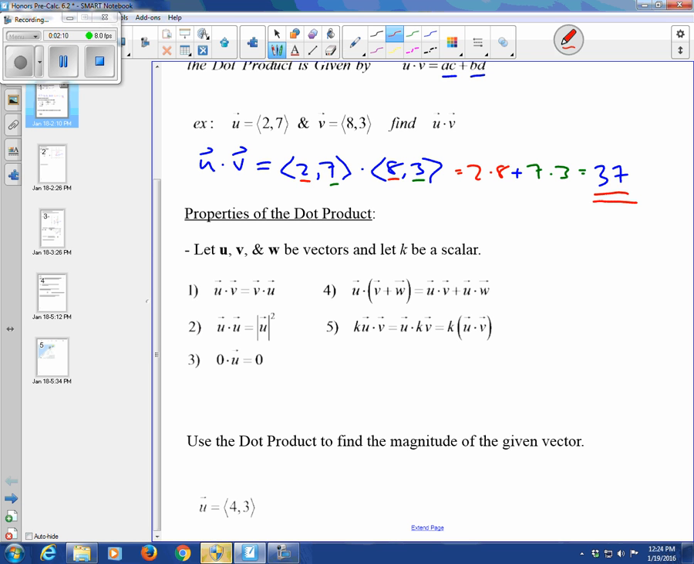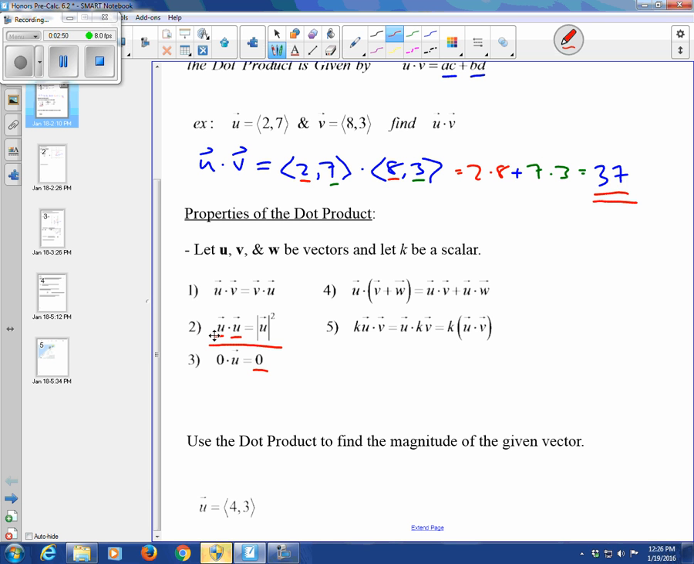In general, we say that the dot product of u and v is equal to the dot product of v and u. And we call this property the commutative property. So we can say dot products are commutative. It doesn't matter what order we take the dot product in. We say that the dot product of a vector and itself is equal to the magnitude squared. We're going to look more at that in a second. The dot product of the 0 vector and u, or any other vector, is always going to be 0.